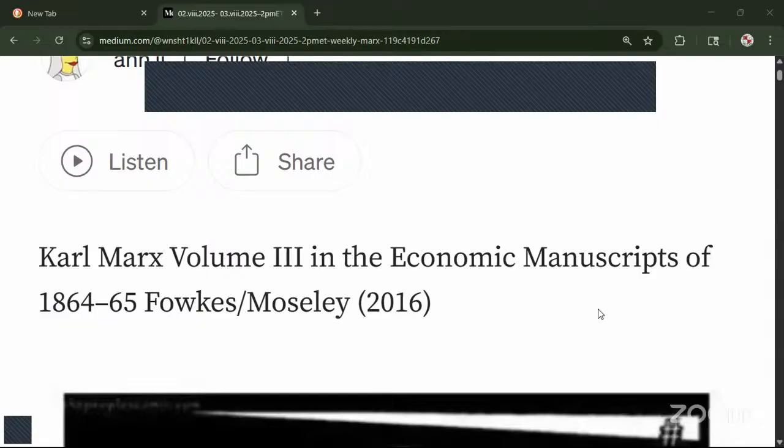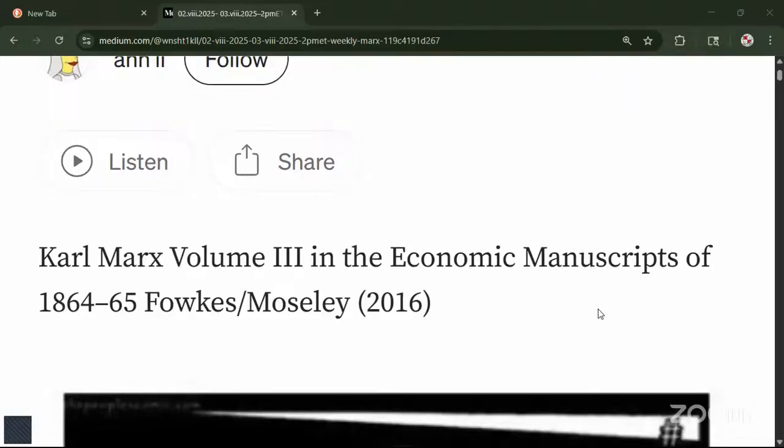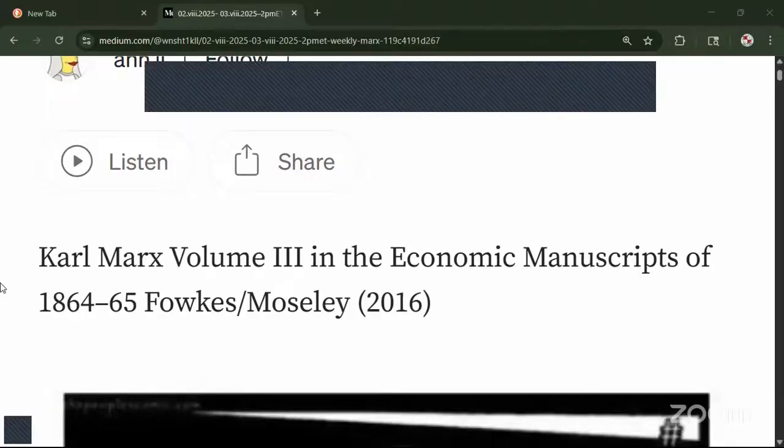We're continuing our look at Fred Moseley and Ben Fowkes's translation of the economic manuscripts of 1864 to 65 by Marx, also referenced partially as Volume 3 of Capital. And the reason why we're doing this is because this translation is the version of Volume 3 unedited by Engels. And there are a couple of insights, I think, that Moseley is pointing out.